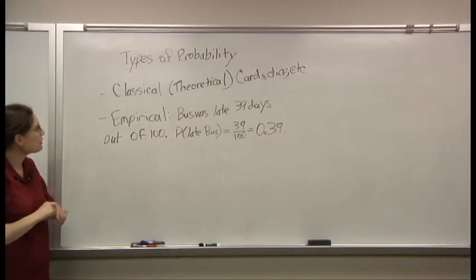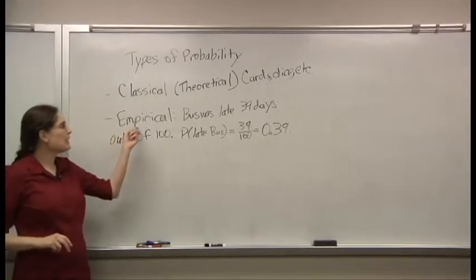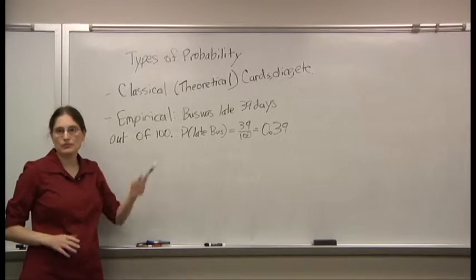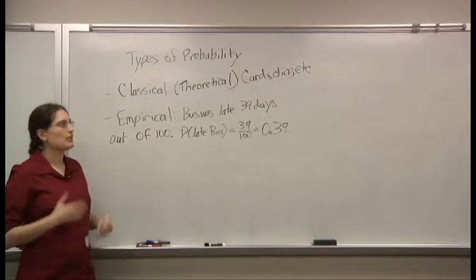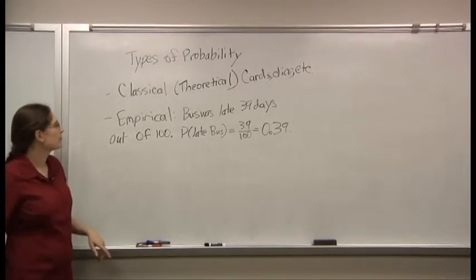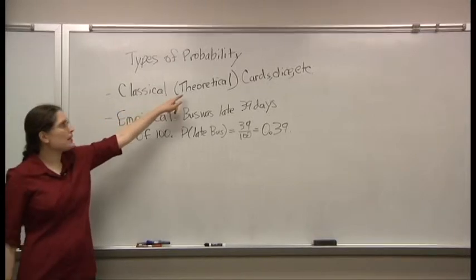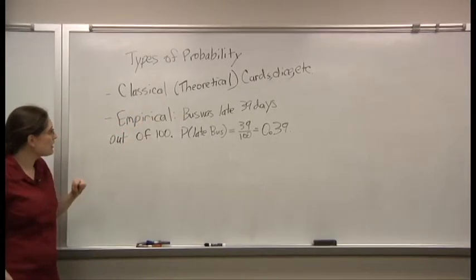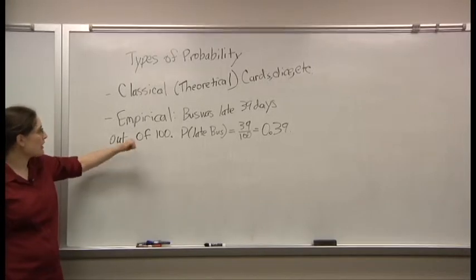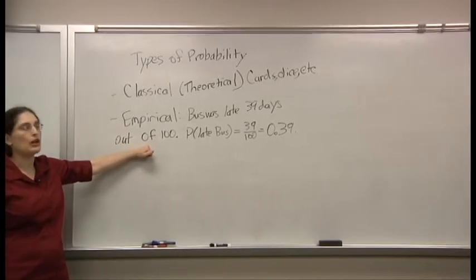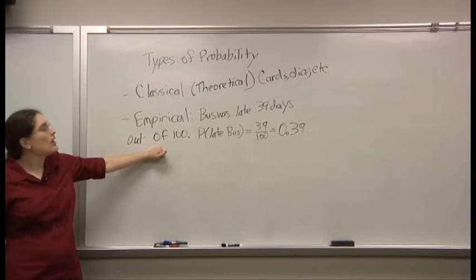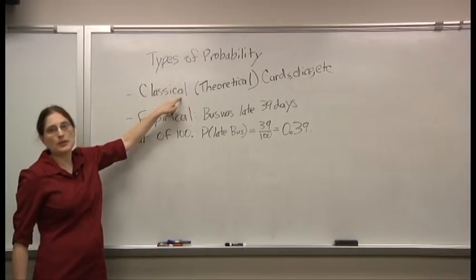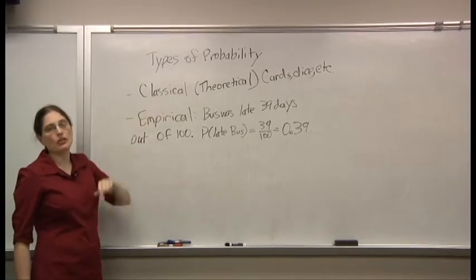So empirical probability is based on experience, experiments, things that happened, observation. Theoretical is based on pure math. In this class, we're going to be working more with empirical probability. But the ideas that come out of theoretical probability are what we need to make it all fit together.